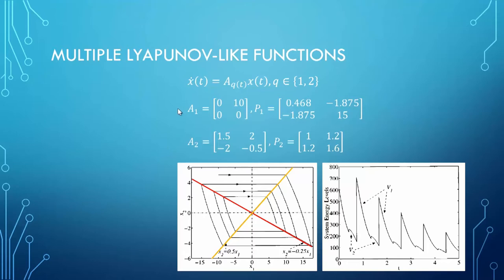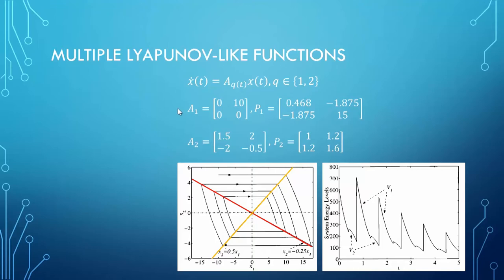So the first time when you stay at system 1, the Lyapunov function decreases, right? But the second time, when the second system is on, the Lyapunov function increases because it goes from here to here, right? This is V1, and this is V1, right? And at this time, this V1 increases from here. It increases, but that's fine.